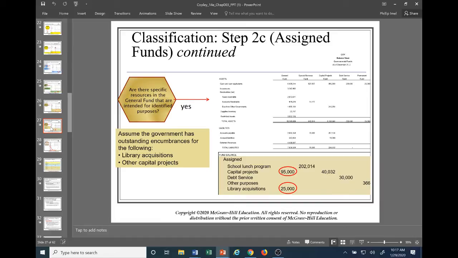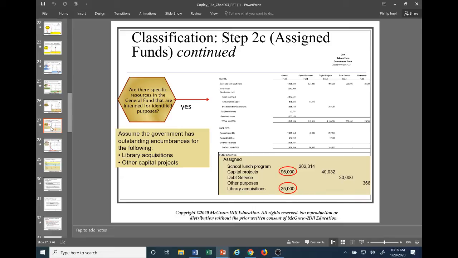But what GASB says is that encumbrances that are outstanding at the year end, or at whatever period we're reporting, are going to be reported as assigned. Any funds that are encumbered are going to be assigned within the fund balance categories. There's not another section for encumbered funds. In other words, it's not like assigned, unassigned, encumbered funds. So if the funds are encumbered, they're going to be located in assigned funds. That's why they're saying the government has outstanding encumbrances for the following: library acquisitions and other capital projects. So what they're going to do is assign those because they're encumbered.